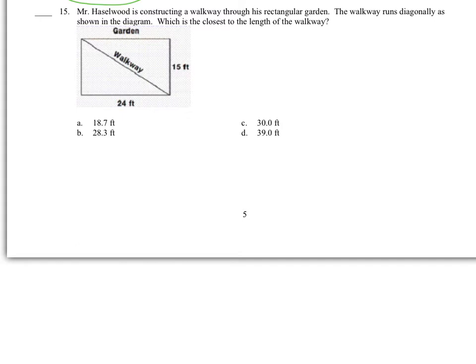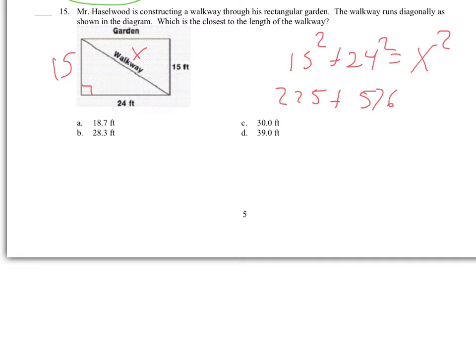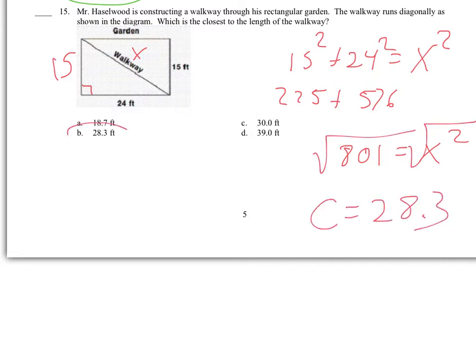Well, opposite sides are congruent in this rectangle, so this side is also 15. We have 90-degree angles, so we want to find the value of the walkway. This is a right triangle with a missing side, so we're going to use the Pythagorean theorem because the walkway is the hypotenuse here. 15 squared is 225 plus 24 squared, 576, which when you add those together you get 801. To solve for c, square root both sides, and c is roughly 28.3, which is answer B.